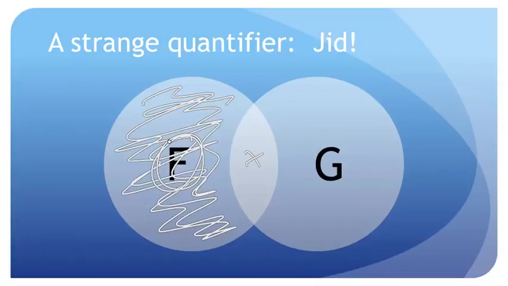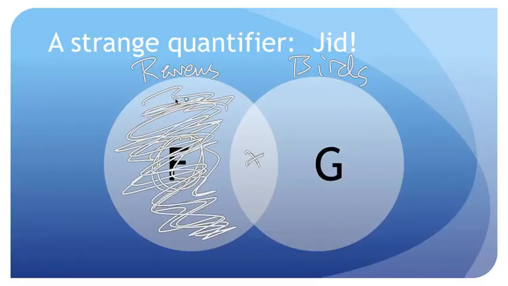So there are some things in the F circle, but they're all inside the G circle. There are some things in the circle of ravens, let's say, but they're all also inside the circle of birds. There are no ravens outside the bird circle, but there are ravens inside the bird circle. That's often what people would understand me to mean if I said all ravens are birds.